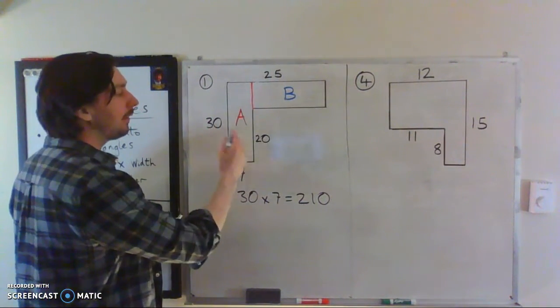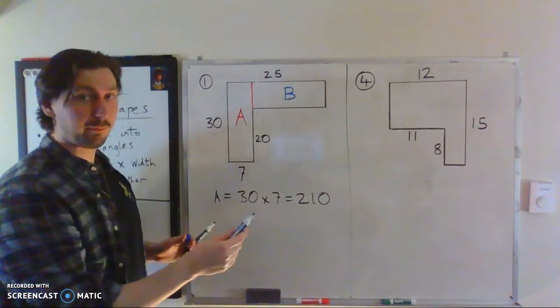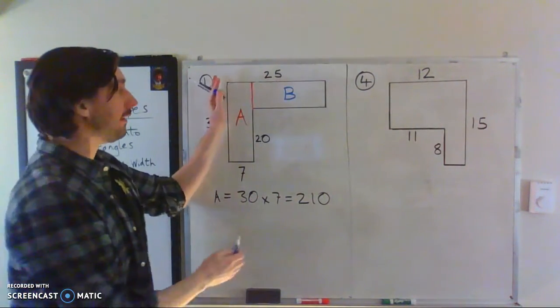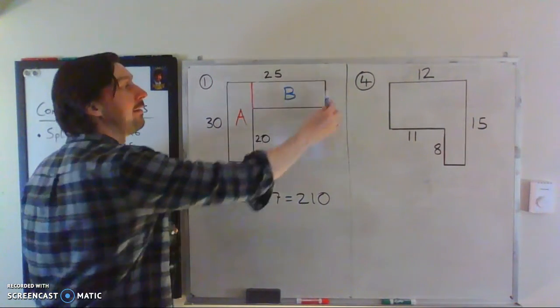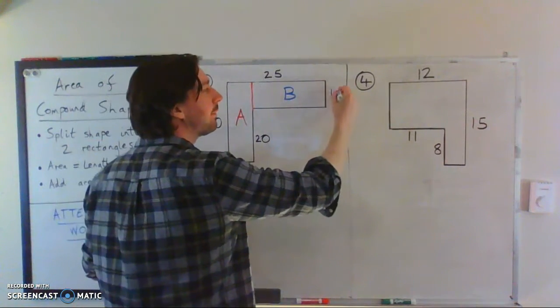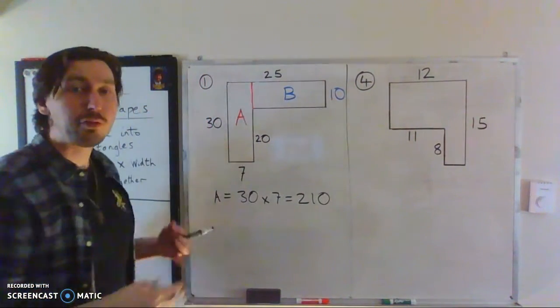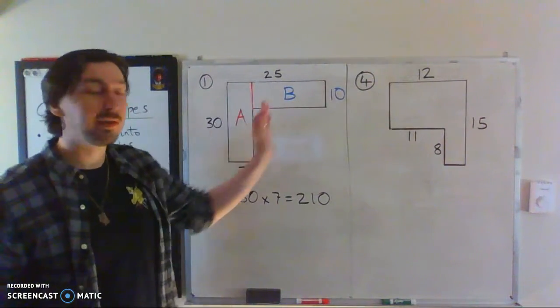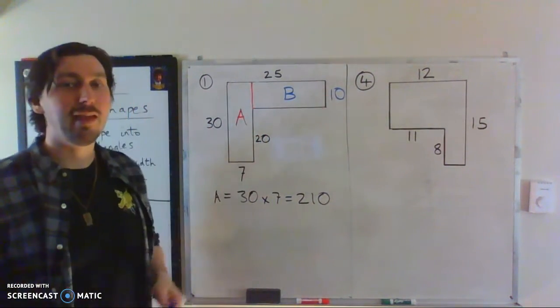This is 30, this is 20, and this will be the leftover part. If the whole of this is 30 and up to here is 20, it would take me another 10 to fill up the whole part. Does that make sense? 20 plus 10 is 30. So you can usually get the part you're missing by subtracting. 30 take away 20 being 10.